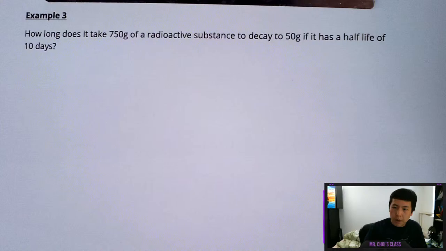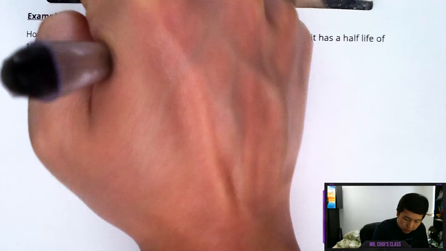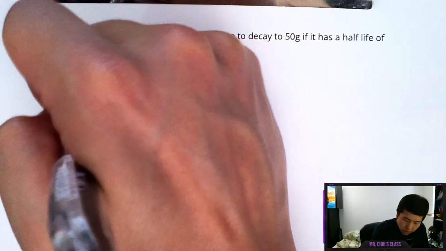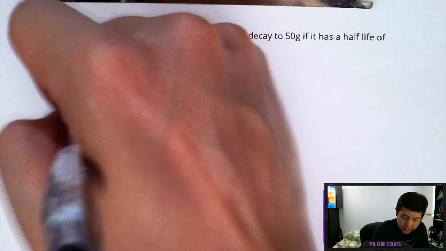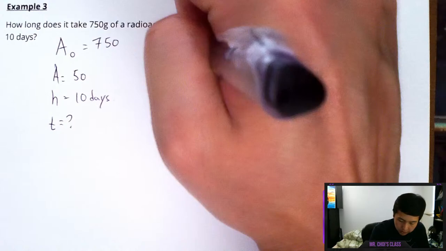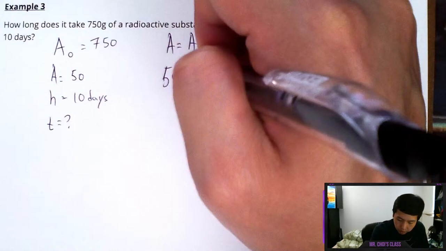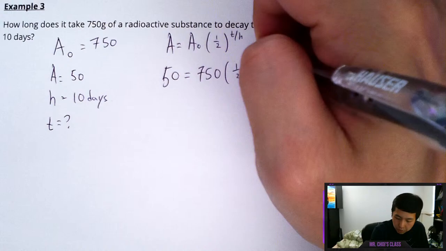Okay, so how long does it take 750 grams of a radioactive substance to decay to 50 grams if it has a half-life of 10 days? And so we are given some important information here. A naught is 750. A is equal to 50. We have H, which is our half-life, and our half-life is 10 days. And then we need to solve for T, which is our time. So plugging it into our formula, A is equal to A naught of 1/2 to the power of t over h. When we plug in our numbers, we're going to get 50 is equal to 750 of 1/2 to the power of t over 10.